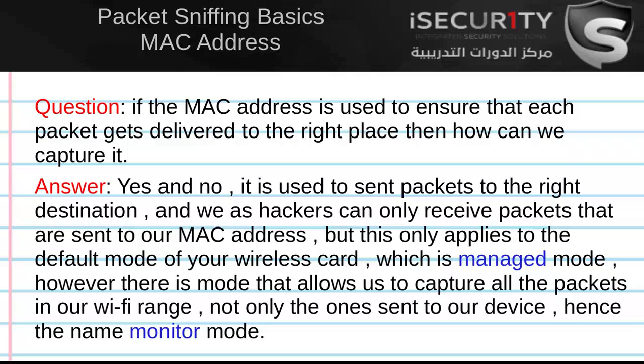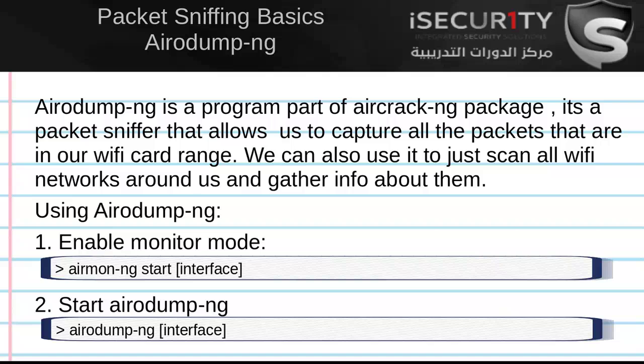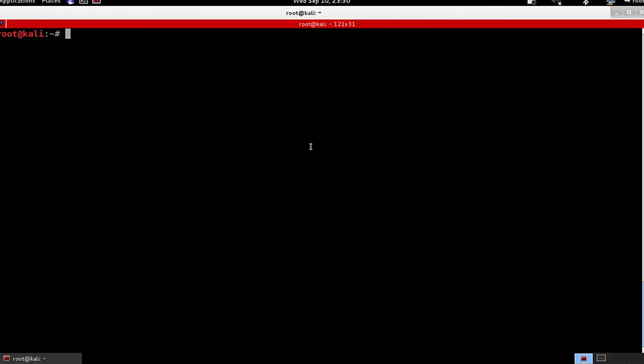So enabling monitor mode is very simple. We're going to use a tool called airmon-ng, which is part of the aircrack-ng suite. Let's see how we do this. First, I'm going to disable my Wi-Fi card again, the same way we did it when we were changing the MAC address. So it's just ifconfig wlan0 down to disable it. Then we're going to use airmon-ng to enable monitor mode.